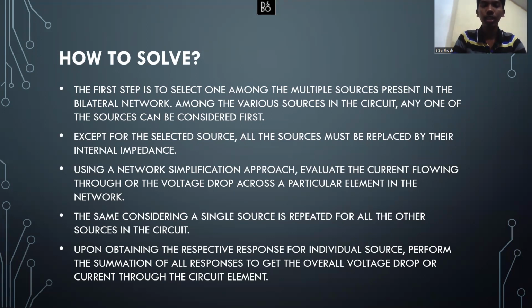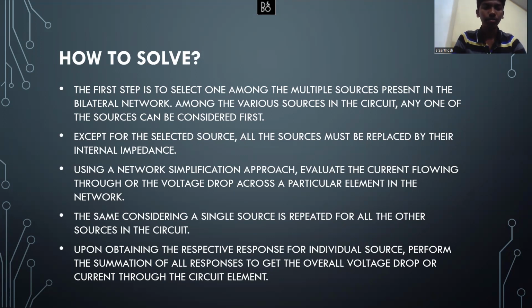The first step is to select one among the multiple sources present in the bilateral network. Among the various sources in the circuit, any one of the sources can be considered first. Like I said, you can either consider a voltage source or a current source. We just have to consider one separate source at a time and then add up all the values that we've got for each separate source to get the overall voltage or supply for an element in the circuit. So that's what is spoken over here in all these points.